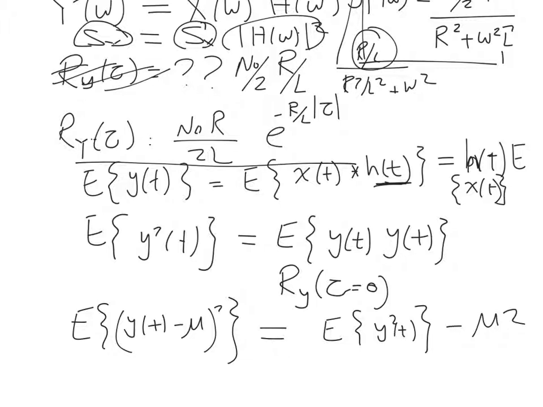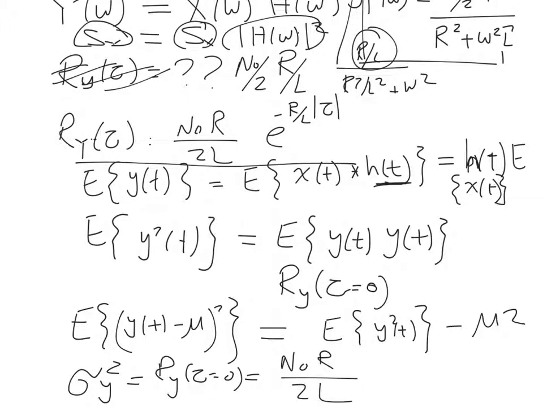So your variance, sigma squared of y, is equal to Ry of tau at tau equals 0, which is equal to N naught R over 2L. This is the function when you put tau equals 0.